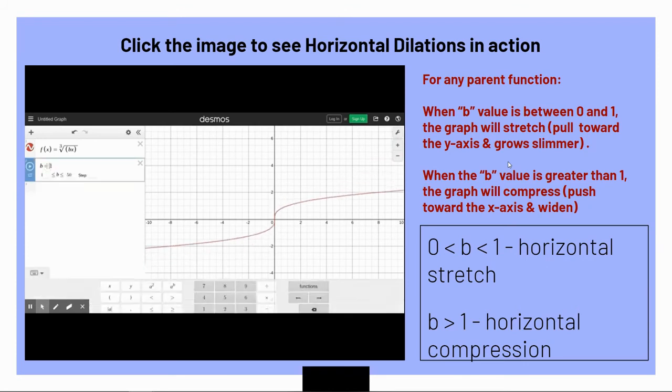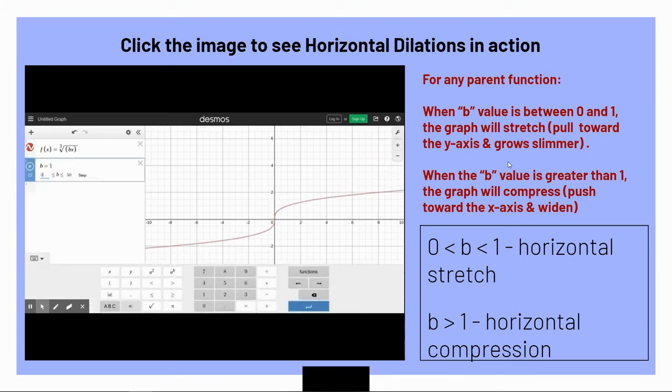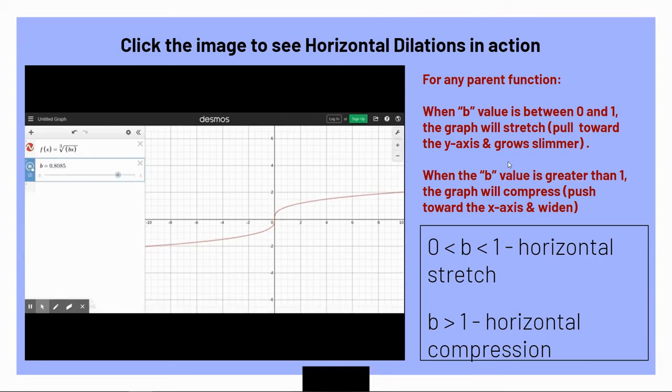And now we're going to change it so that it is between 0 and 1, in other words, a fraction or a decimal. And this is going to be a horizontal stretch. And notice it's squeezing closer and closer to that x-axis. Okay?